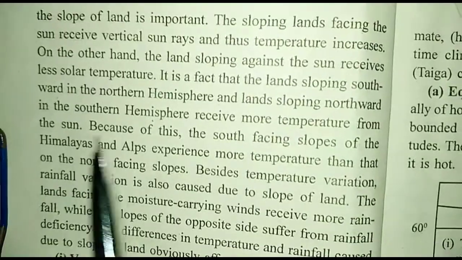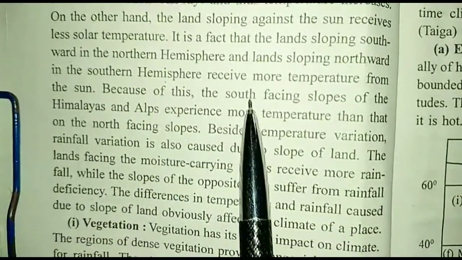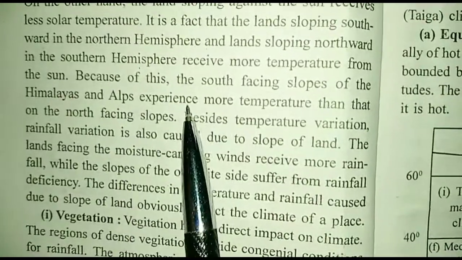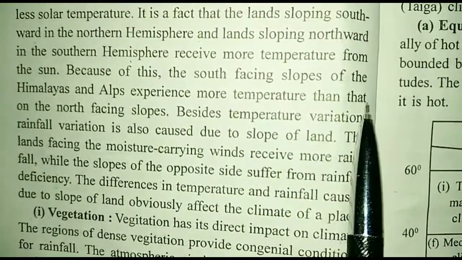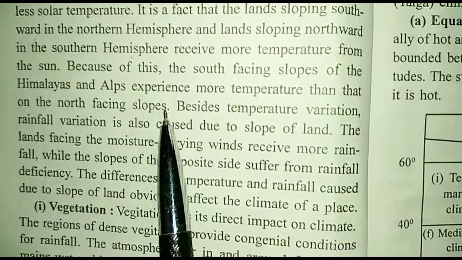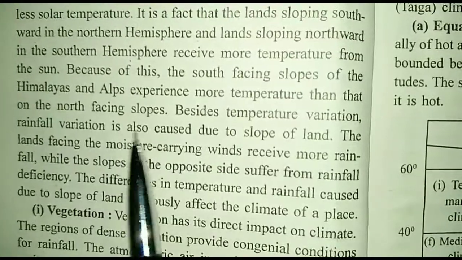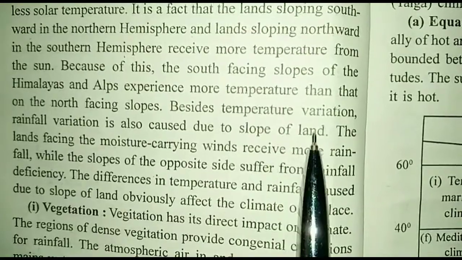And because of this, the south facing slopes of the Himalayas and Alps experience more temperature than that on the north facing slopes. And besides temperature variation, rainfall variation is also caused due to slope of land.